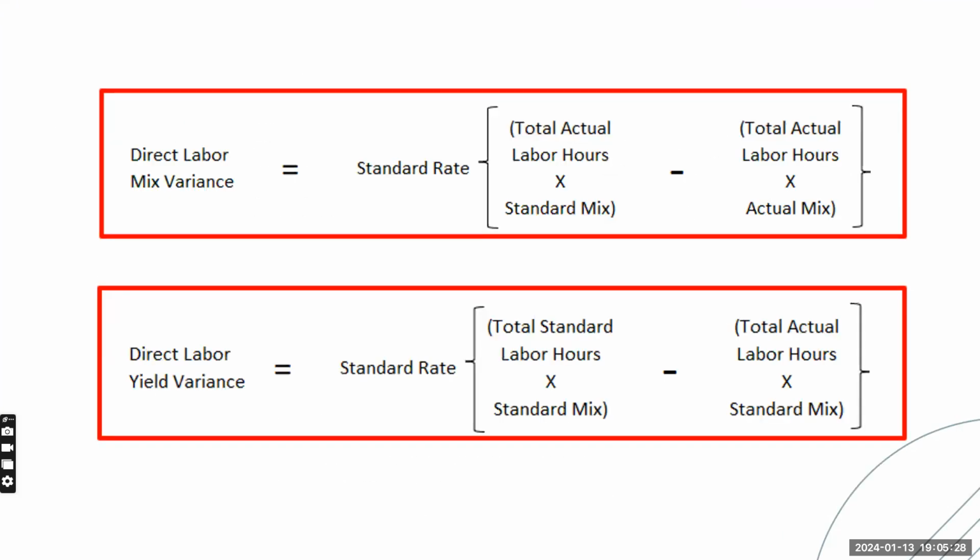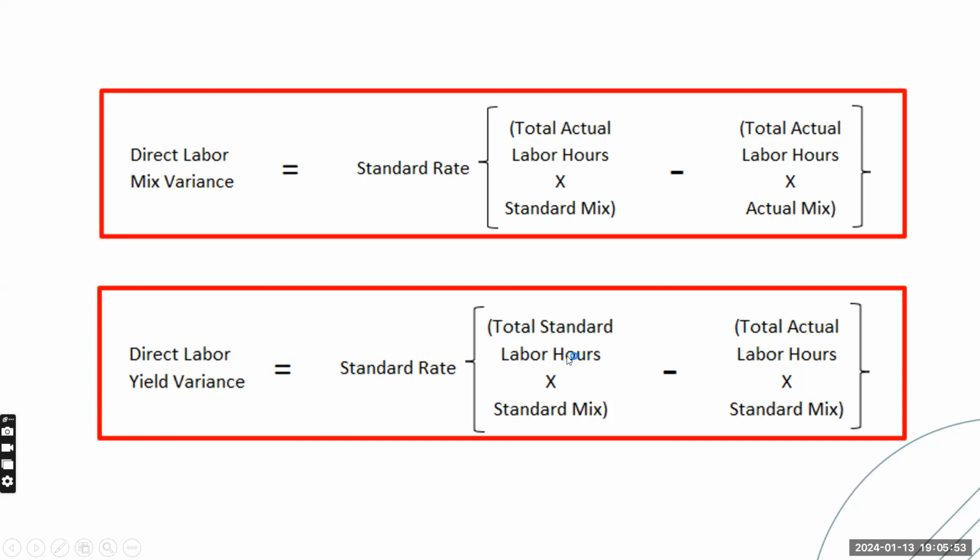Okay. So direct labor yield variance, you take the standard rate multiplied by total standard hours multiplied by standard mix. Total standard labor hours multiplied by standard mix. So how do you get the total standard labor hours on actual production? And total labor hours into standard mix.